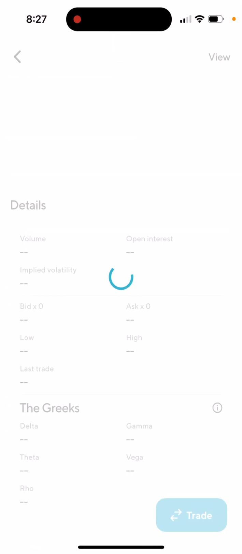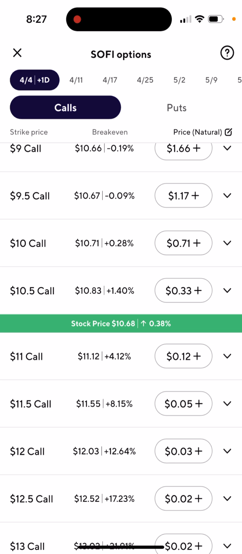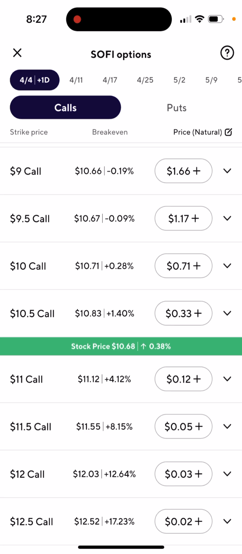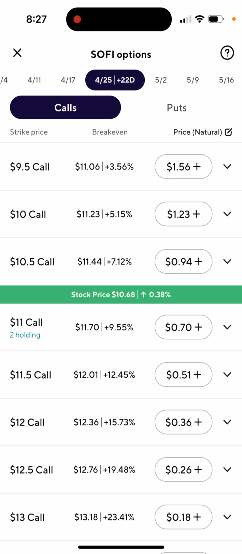Let's look at the options we have. Okay, so the middle is the break-even price. All right. Oh, I see. I see now. I never even paid attention to that. I was just making moves. So let's see if it's 22 days out.